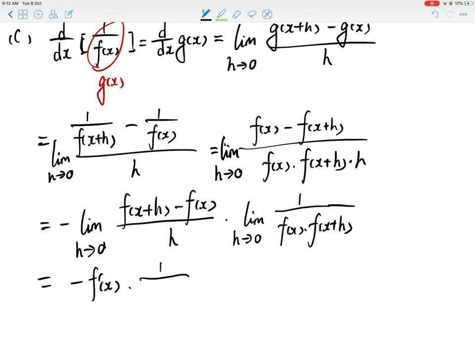So it's 1 over f(x) times f(x), which is f(x) squared. So overall, it's negative f prime x over f(x) squared.